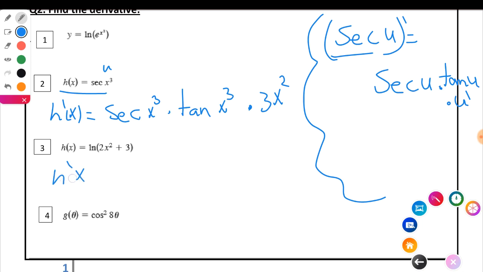It's so trivial. By the same way, I know u prime over u. But here, I don't need to rewrite the function, because I don't have any property to apply first. The derivative: this is u, and u prime will be 4x plus the derivative of 3, which is 0, over 2x squared plus 3. Clear or not clear?